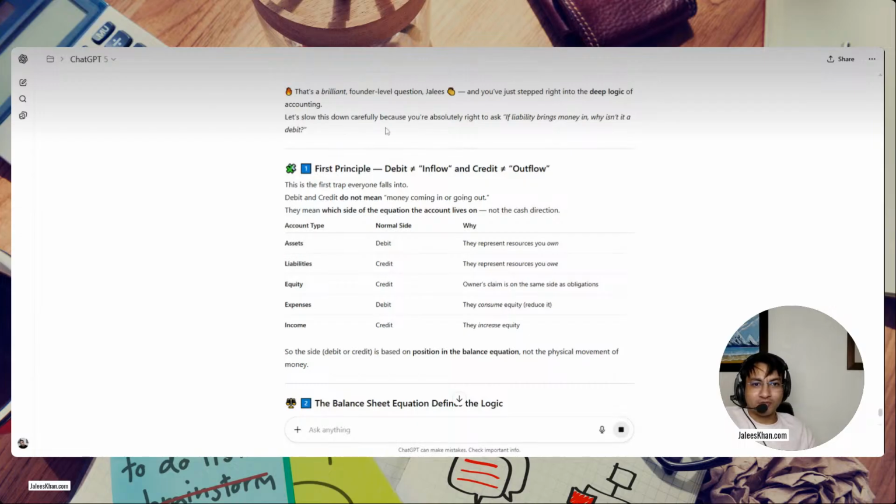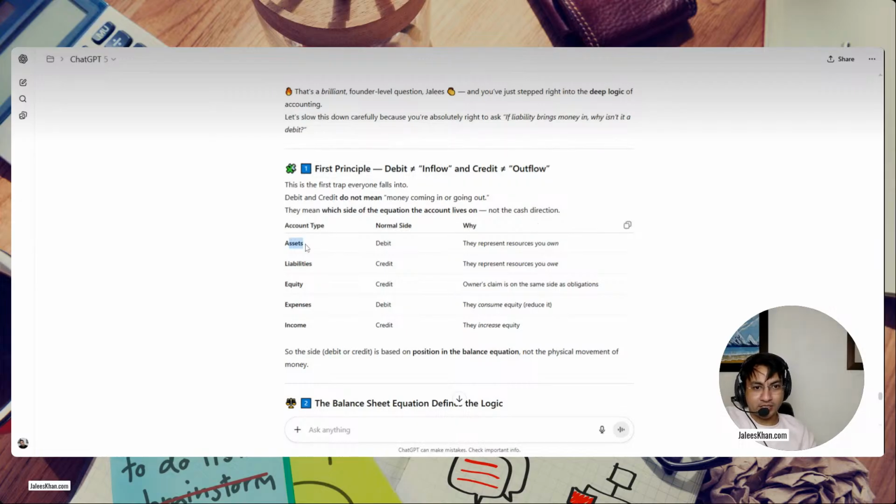Let's slow this down carefully, because you're absolutely right to ask: if liability brings value, money in, why isn't it debit? This is the first trap everyone falls into. Debit and credit do not mean money coming in or going out. They mean which side of the equation the account lives on, not the cash direction.